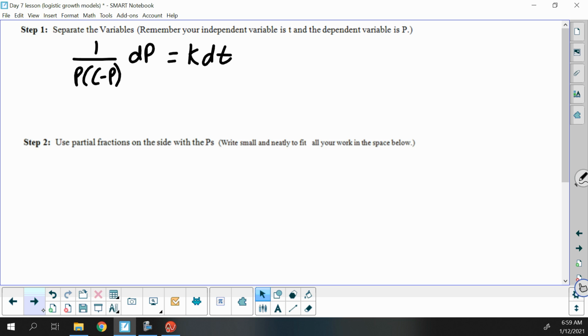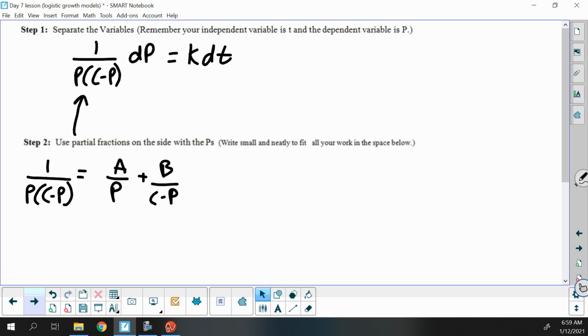So next thing we're going to do is use partial fractions on this side. We've got 1 over P times (C minus P), and we're going to split that up into A over P plus B over (C minus P). When we multiply through by our denominator on the left, we get 1 equals A times (C minus P) plus BP.